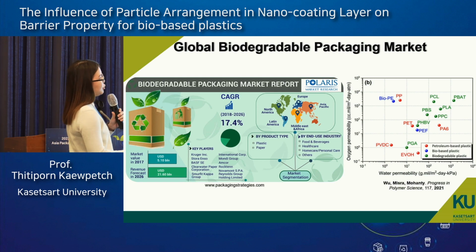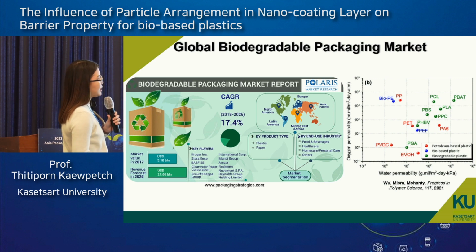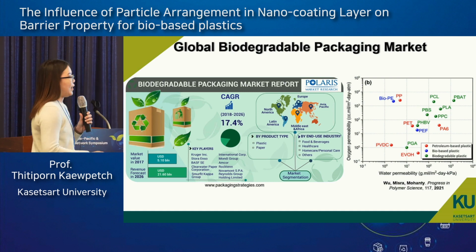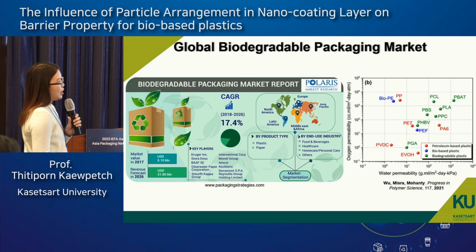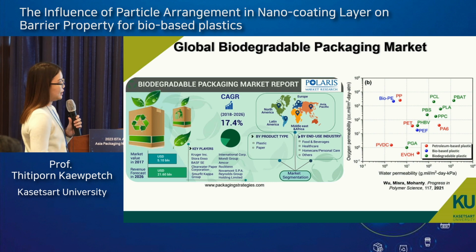As you can see in this graph, the biodegradable plastic, which is shown in the green color here, has higher oxygen permeability and also water permeability than the petroleum-based plastic, which is shown in the red color here. So how can we improve these barrier properties?